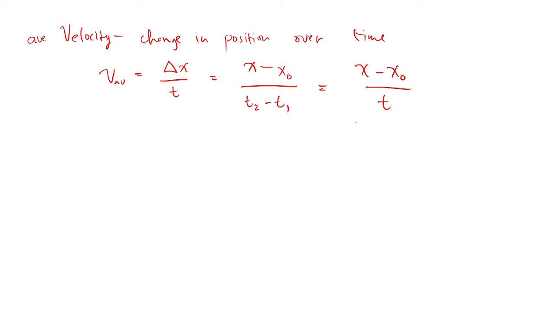So this will be our equation 3. We have there our x minus x naught over t. So this will be equation 3. So again, average velocity is just the change in position over time.